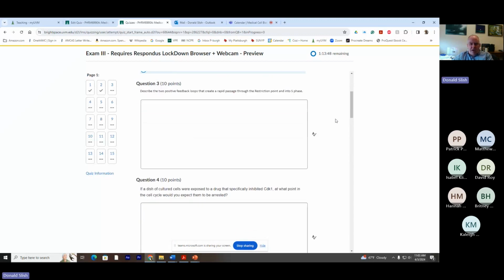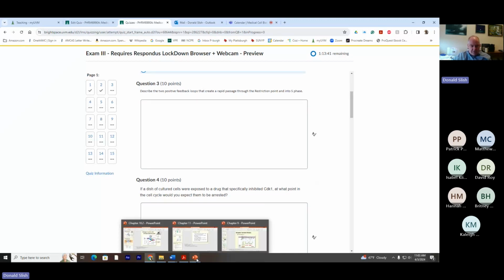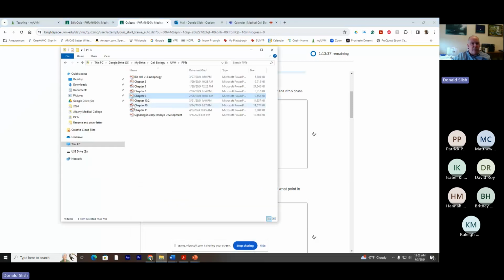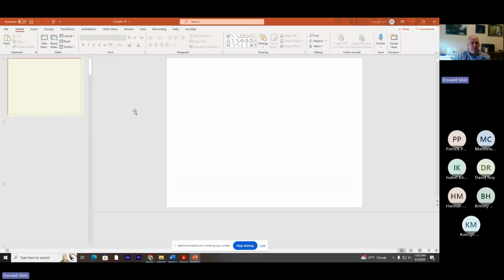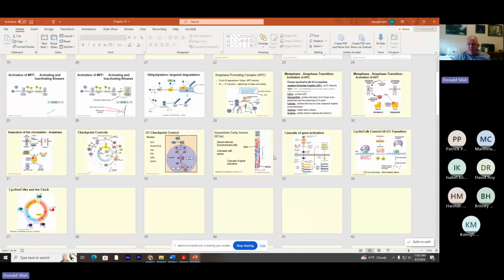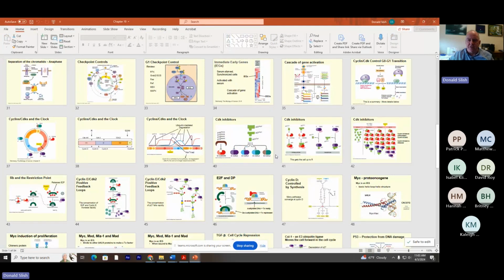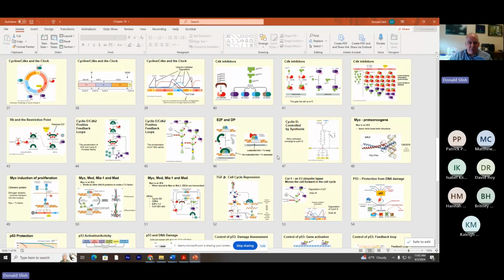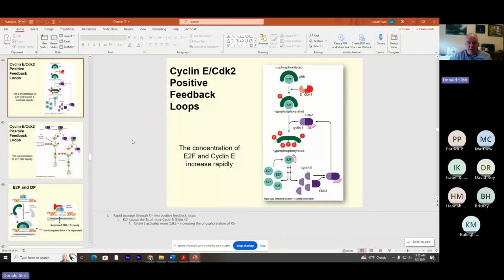Describe 2 positive feedback loops. Okay, so let me pull that slide up so we can look at it together. So chapter 10, which I don't have open. So I kind of laid a heavy hint in my lecture that I might possibly ask this question. And surprisingly, it came up. So here we are, positive feedback loops.